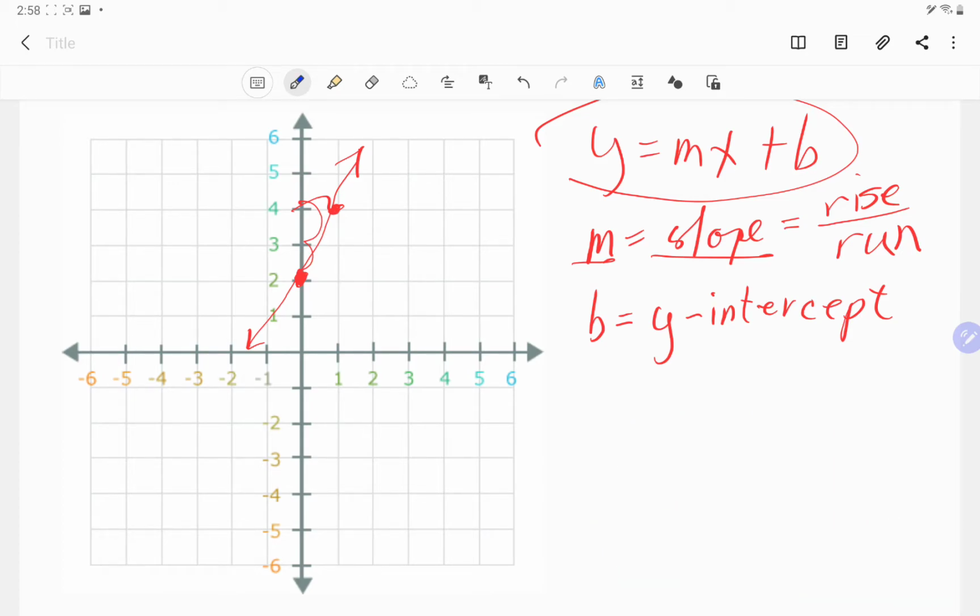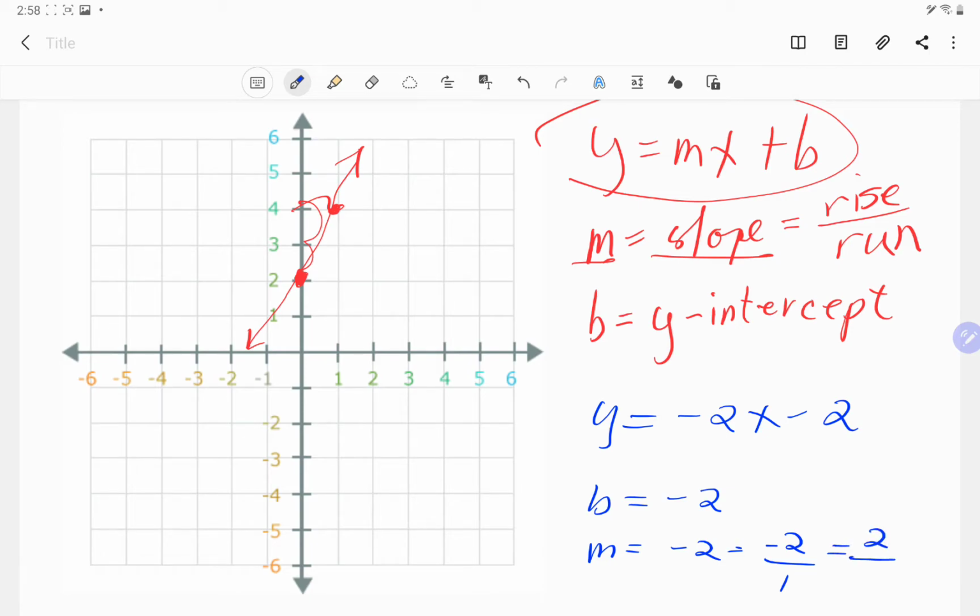Let us have another example here. We have y equals negative 2x minus 2. So our b, or our y-intercept, is negative 2. Our slope here is equal to negative 2, or negative 2 over 1, or 2 over negative 1. So whatever we use in the slope is possible.